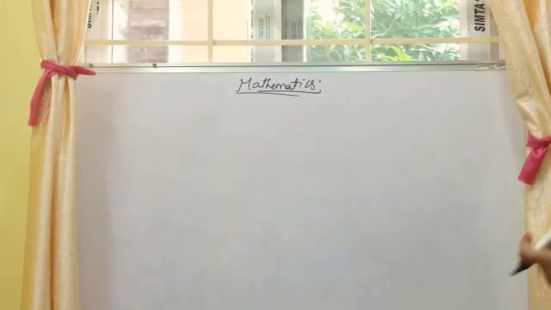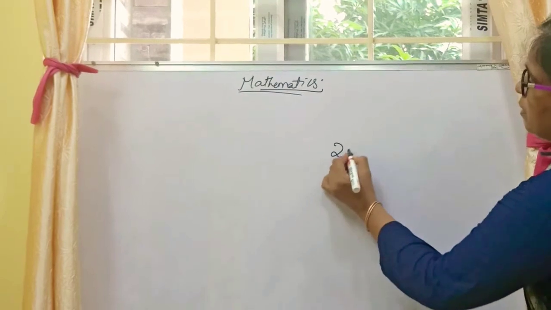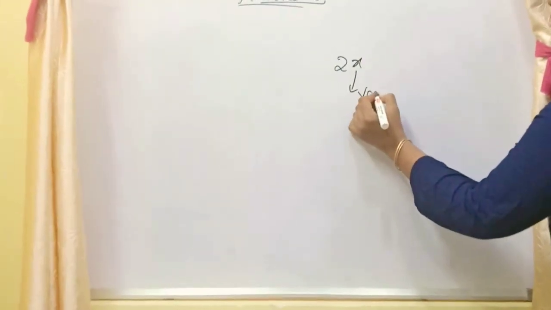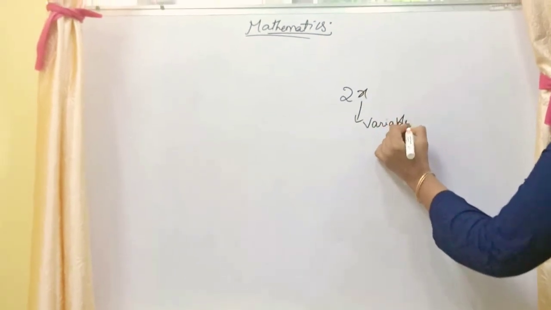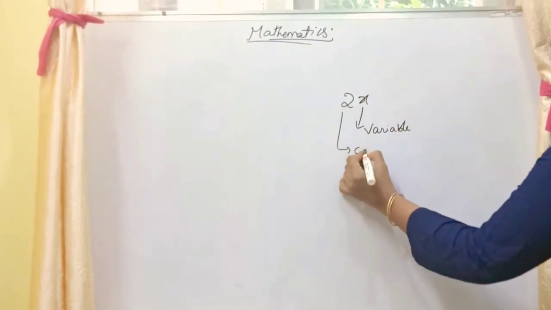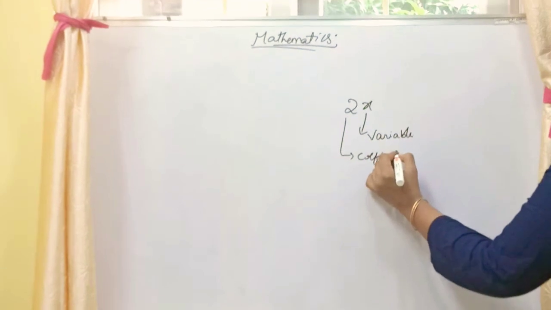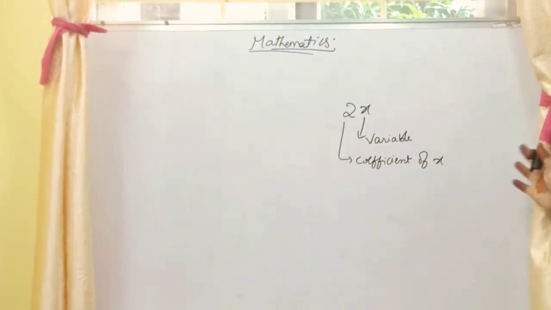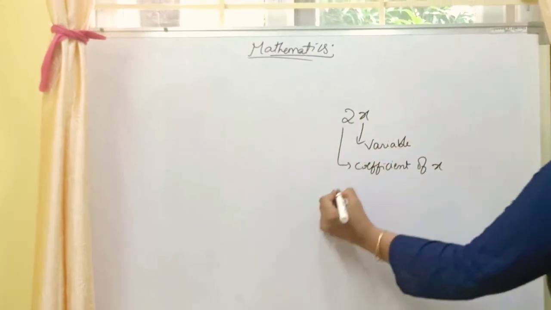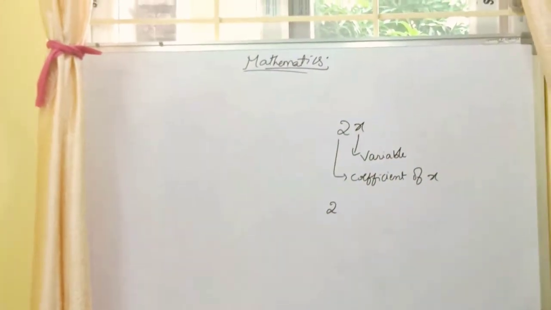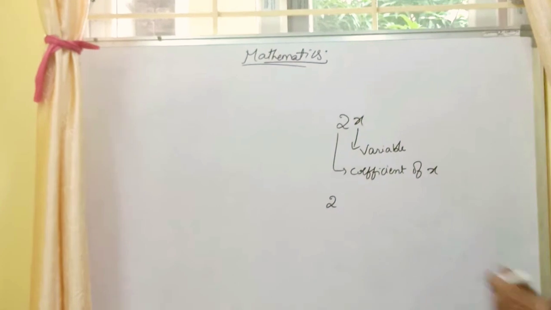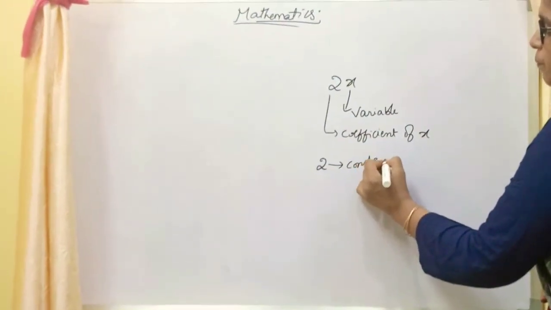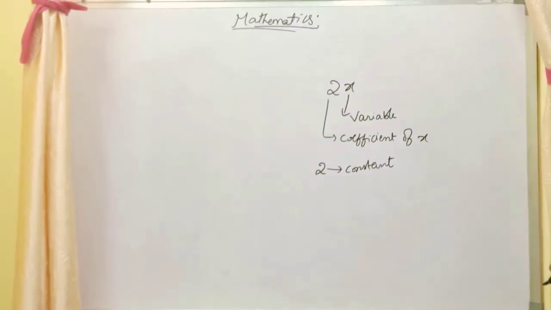Here, as you can see in 2x, what do we call x? x is called the variable and 2 is called the coefficient of x. Now if I just write 2, what do you call this one? This is called the constant.